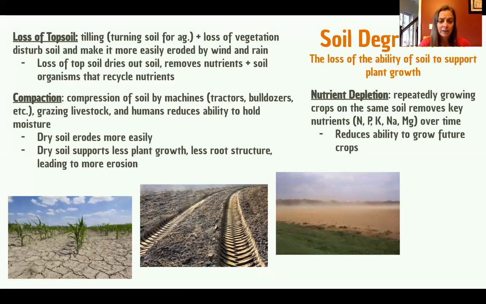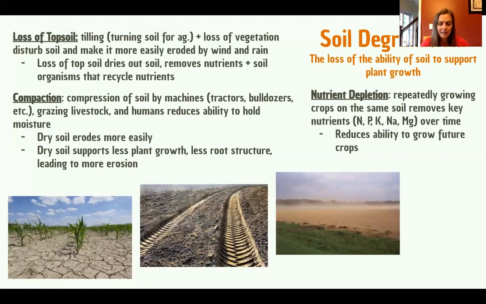Another factor is compaction. When we drive tractors, bulldozers, large logging machines over soil, that can compress the soil, press it down. If we graze livestock in the same area repeatedly, that can also lead to compaction. And that reduces the ability of the soil to hold moisture. And that dry soil erodes more easily, supports less plant growth, and is more difficult for roots to penetrate. So the plants that do grow have less developed root structures, and that leads to more erosion. So this becomes a positive feedback loop: the compaction prevents plant growth, which leads to more compaction, which leads to more dryness, which leads to more erosion, and it makes it even harder for plants to grow there.